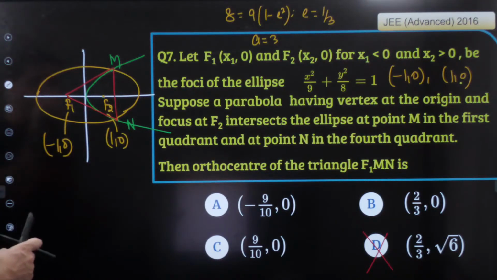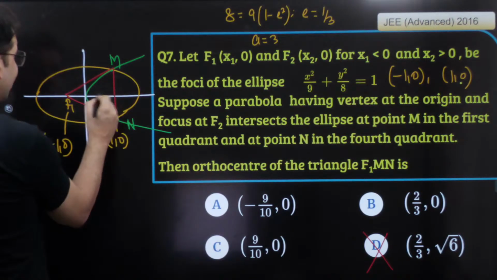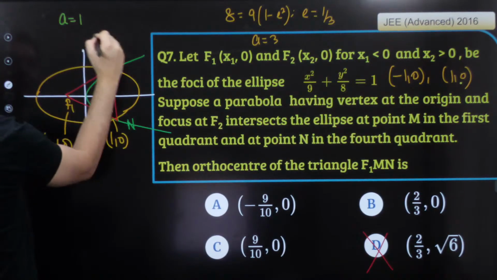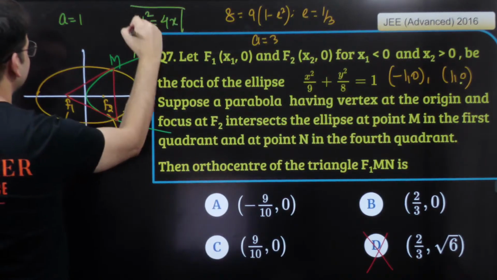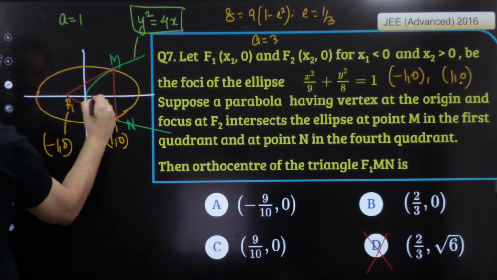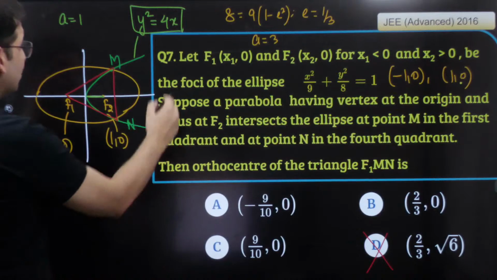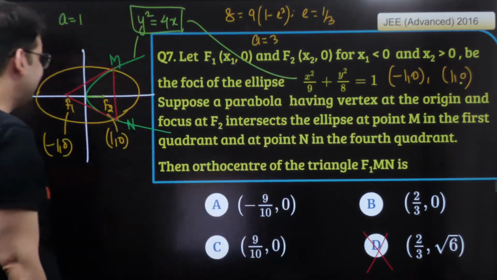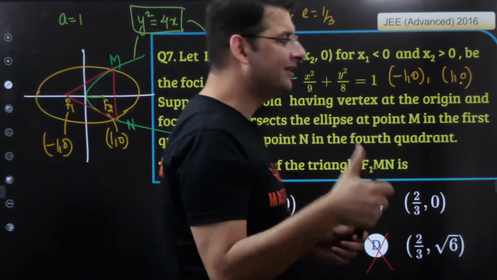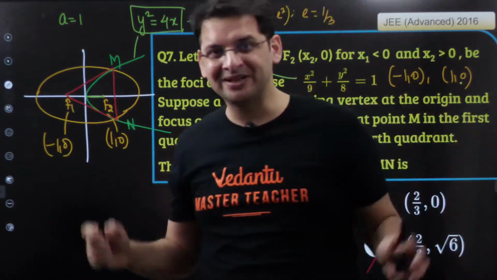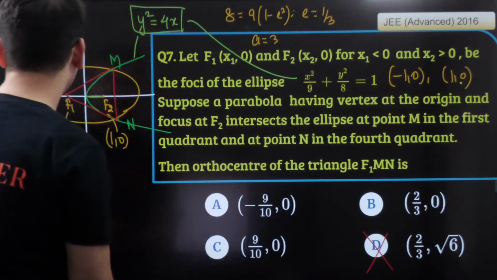Okay, can we find M and N now? What is going to be the equation of the parabola? The focus is this, so that means a is equal to 1. So the parabola is going to be y square is equal to 4x, because this distance is 1. Can we solve these two? For M and N, I think there is no alternative but to solve. So when I said do not solve, that doesn't mean you don't have to solve altogether. In these kinds of cases wherein there is no other alternative, we will have to solve, as simple as that.